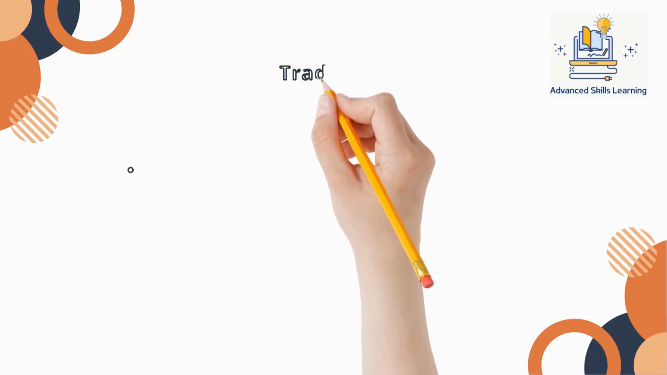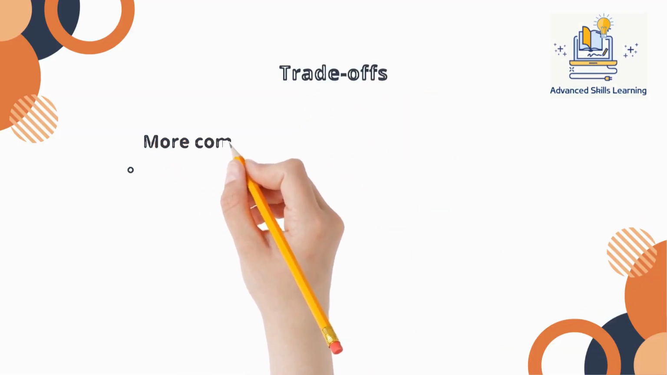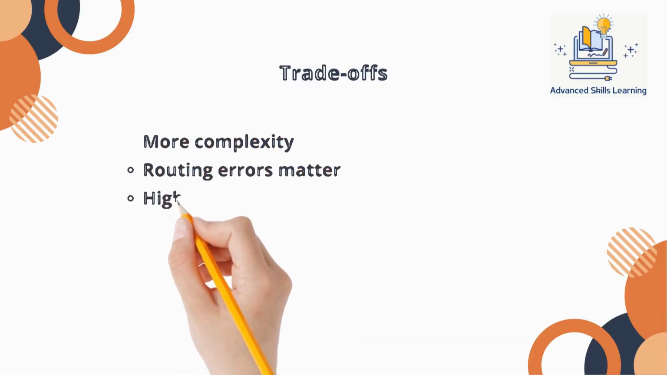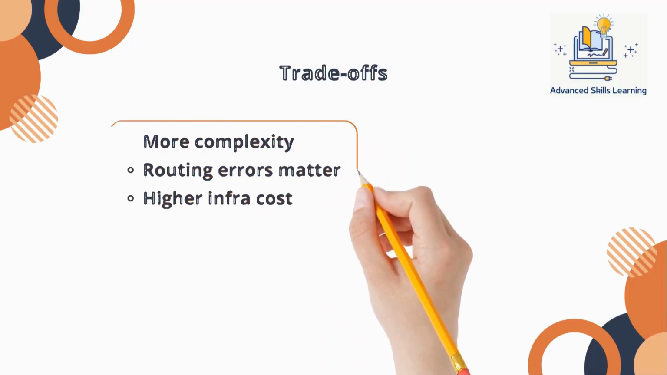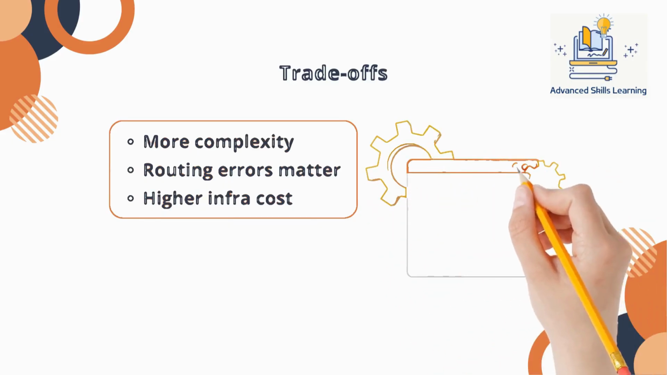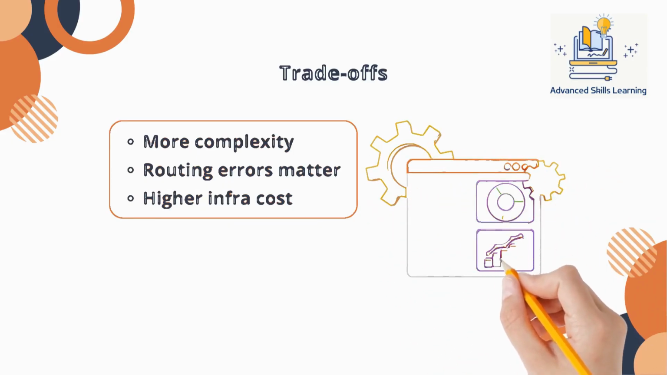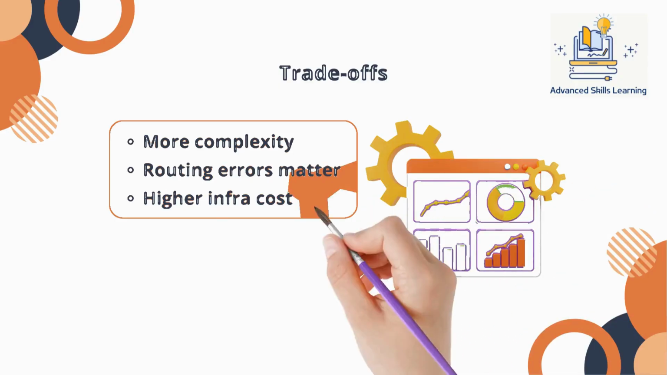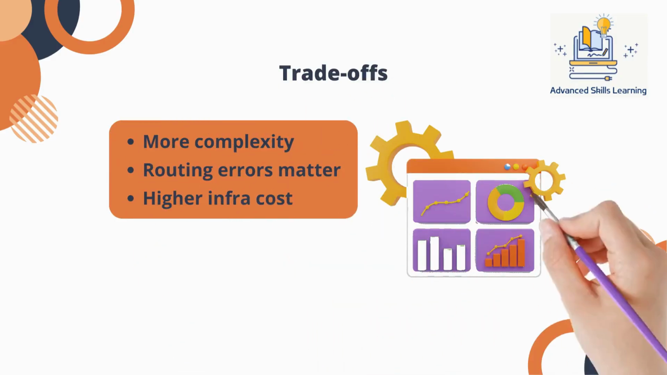Multi-index RAG introduces trade-offs. You gain accuracy, but increase system complexity. Routing becomes a critical dependency, and mistakes are harder to debug. You also need to manage multiple indexes, pipelines, and possibly higher infrastructure costs. This makes observability and evaluation much more important in production systems.